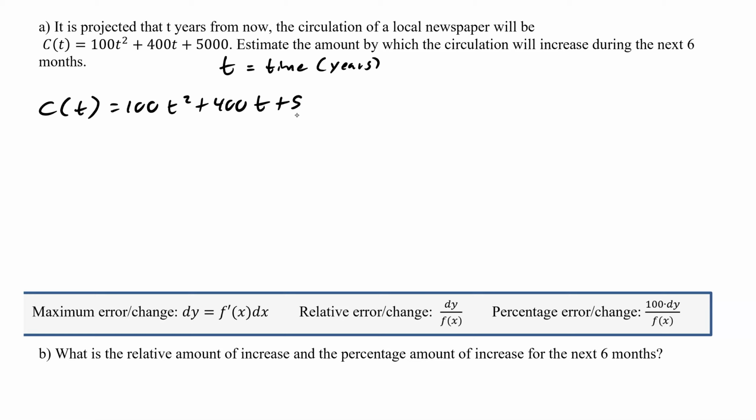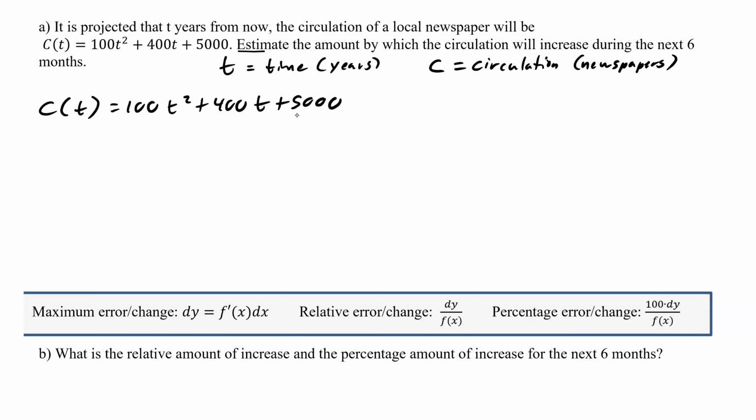So we always want to set these up. Plus 5,000. Estimate by which the circulation will increase during the next 6 months. So our C here is circulation. That's what it's telling us. So it's a number of people receiving newspapers, so we'll just say newspapers. That's our circulation.